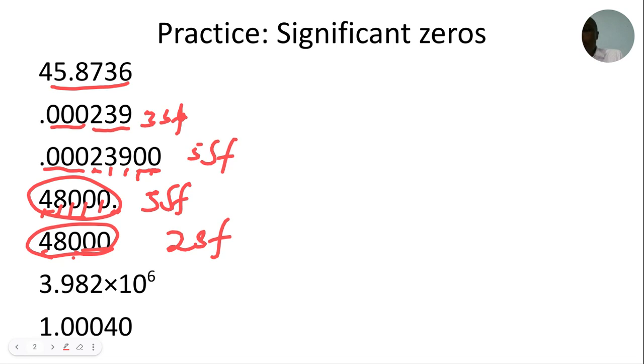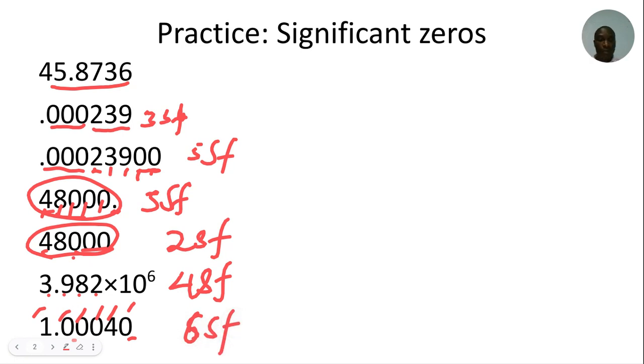Then we have 3982. All these are significant. So we have 4 significant numbers here. And then here we have zeros in between numbers and even after. All these count. So we have 1, 2, 3, 4, 5, 6. 6 significant numbers. Right. So they all count.